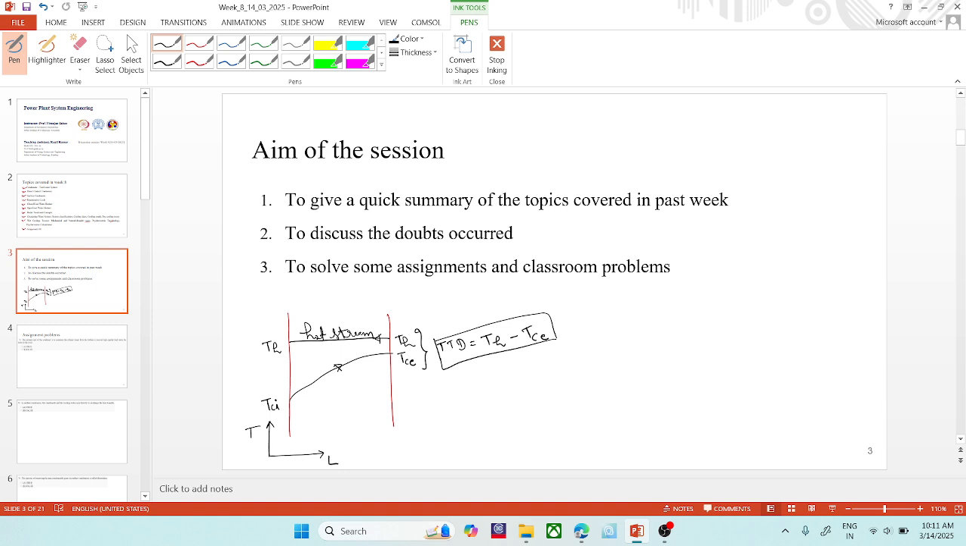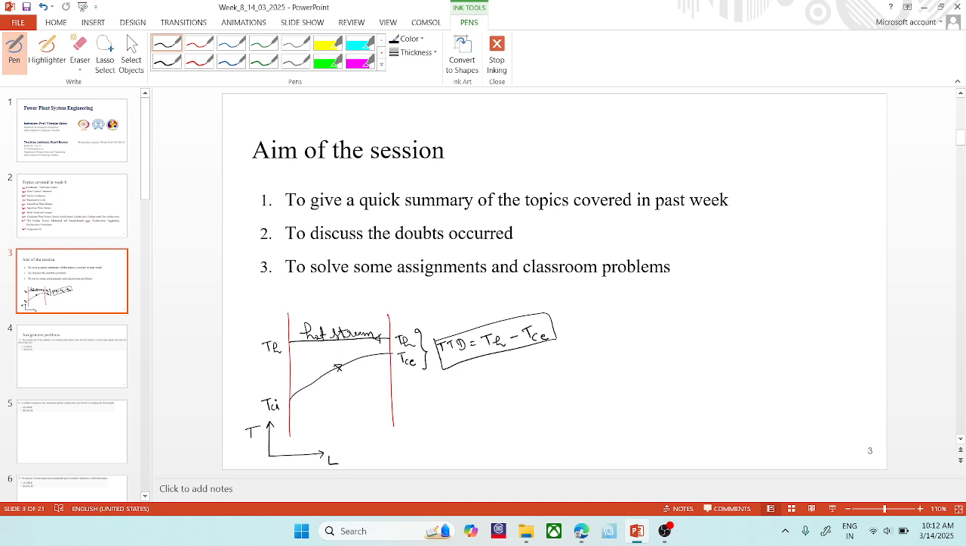Then other heat transfer analysis we did, a different formulation to design the heat exchanger. So these formulas I will discuss when I solve a problem based on the design of the condenser, with different design calculations and all.